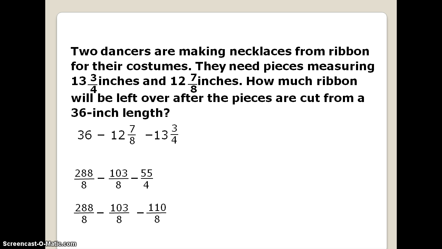That means 36 times 8 is 288. 12 times 8 plus 7 would give us 103/8. And then 13 times 4 plus 3 gives us 55/4. The reason we put an 8 under the first fraction was so that we knew that we could turn the 4 into an 8 by doubling those numbers. So we have 288 minus 103 minus 110, and it'll be over a denominator of 8. When you subtract those, you get 75/8 or 9 3/8. So there will be 9 3/8 inches of ribbon left.